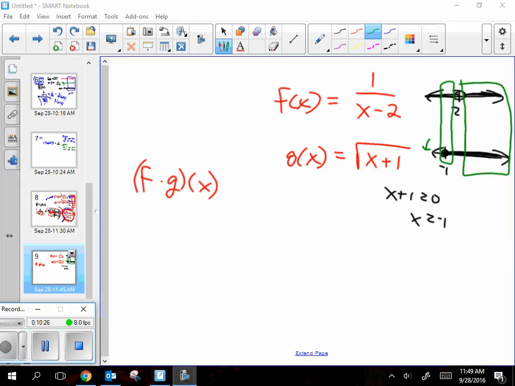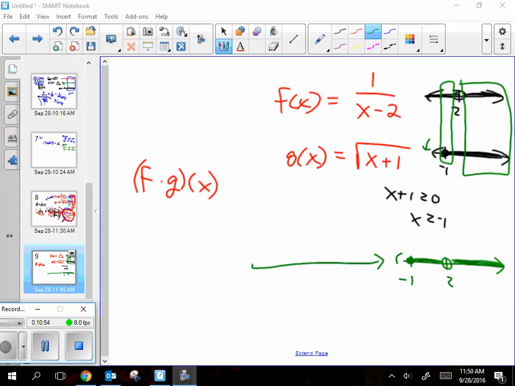So the final answer is, I'm going to put it on a number line because I like number lines best. And I'm going to say 2, it can't be. And -1, sorry, it can be. And it can be in here, and it can be in there. There is the domain of this child function right there. Raise your hand if you had that right.